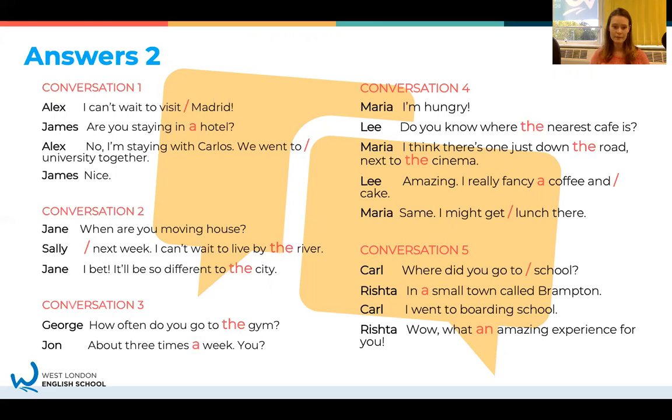Conversation 2. Sally replies with next week. This is because we don't use an article before next or last.